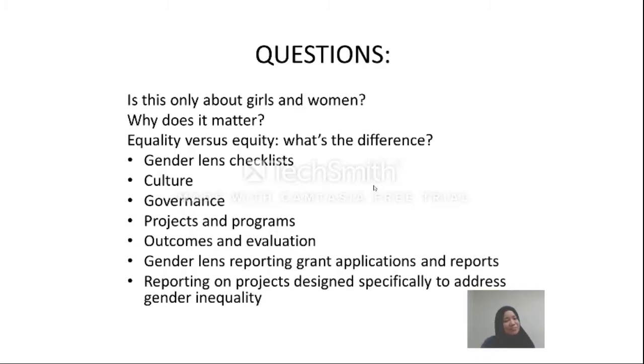So gender lens reporting, grant applications and reports, because in grant reporting and in grant application, gender lens is usually being asked or requested by donor agencies, and reporting on projects designed specifically to address gender and equality.